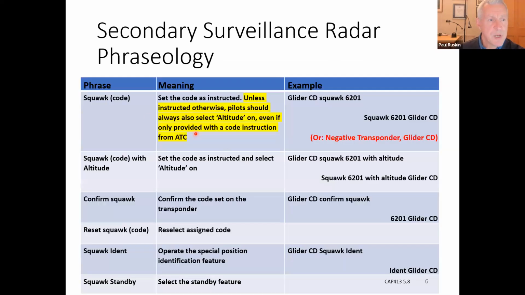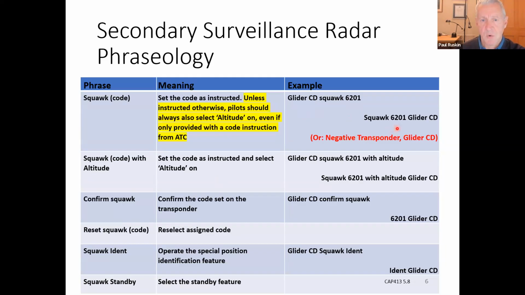The language we use here is we're asked to squawk a particular number, like squawk 7,000, so we set that code as instructed. Now, we've always got to have the altitude on, unless we're told not to. So just turning the transponder to on isn't good enough. And that's a big gotcha on the way that these things are designed. So always have altitude set. So the example of the language will be glider Charlie Delta squawk 6201.